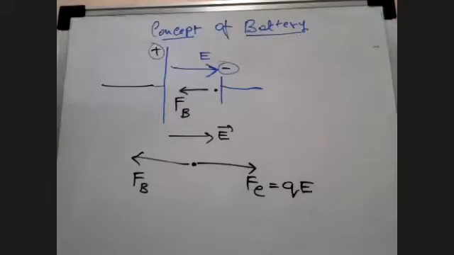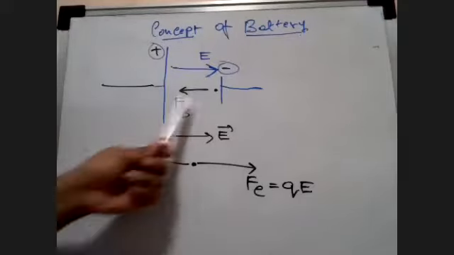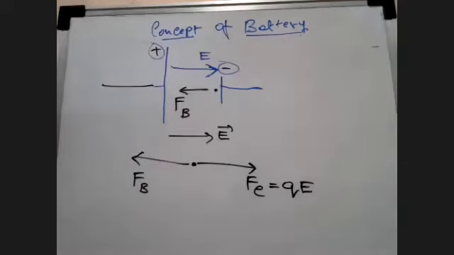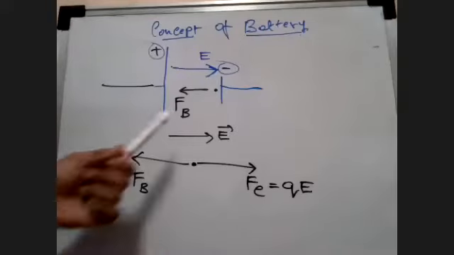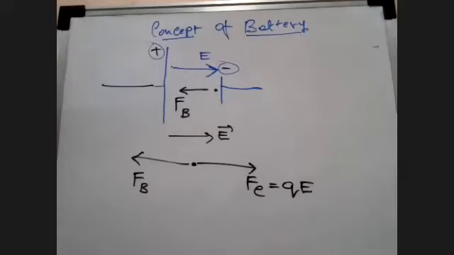Just for your information, this battery right now is not connected to a circuit. What is that state called? If a battery is not connected to a circuit, it's a steady state. It's not a dynamic state. There are no charges moving for now.